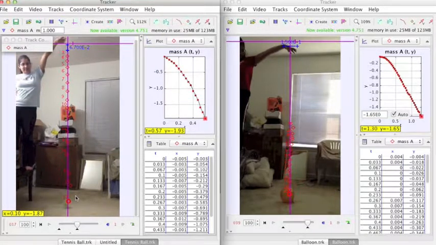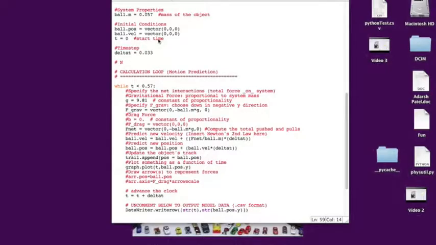And for my length scale of the video, I measured the diameter of the balloon, and I found it to be 15 centimeters. And for the tennis ball, the length of the diameter was found on the internet, and it was 6.7 centimeters. Here's the model for my tennis ball.